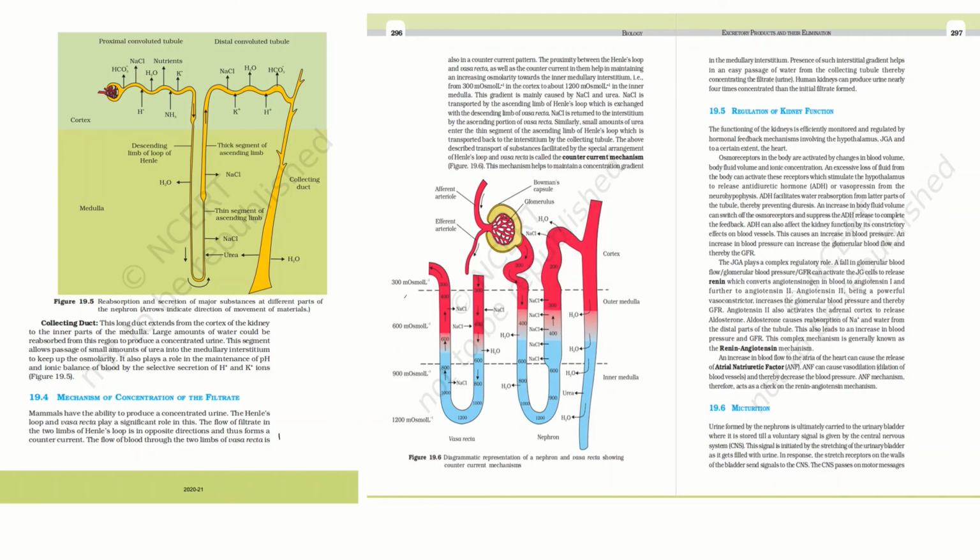So this is about how the counter current mechanism takes place in the loops of Henle and vasa recta, and finally the reabsorption of water from the collecting duct concentrates the urine. So I hope this counter current mechanism is clear to you all.